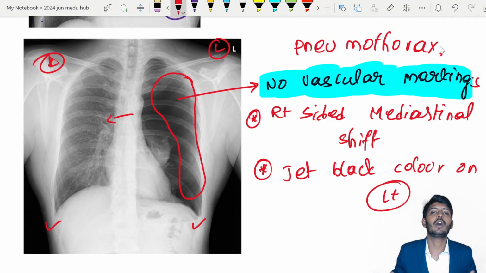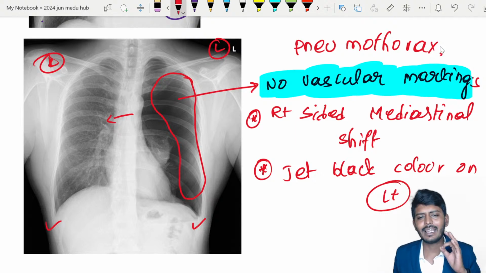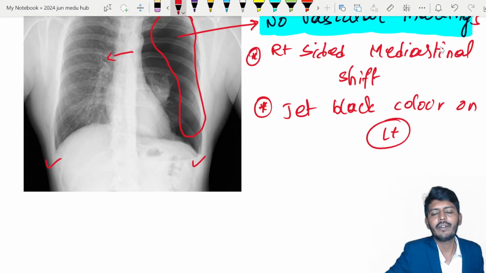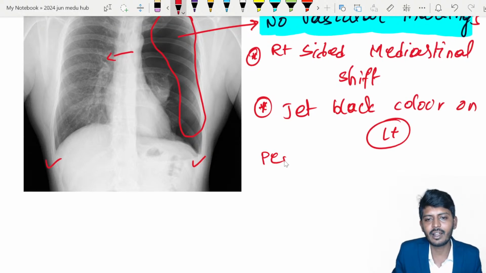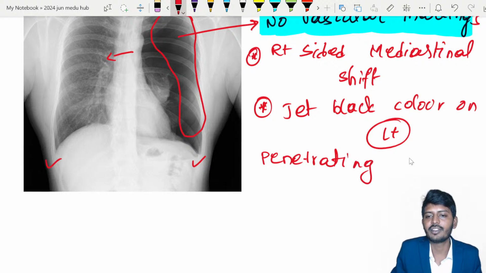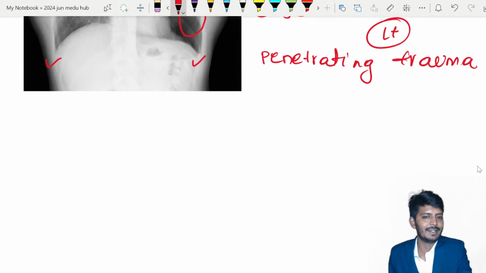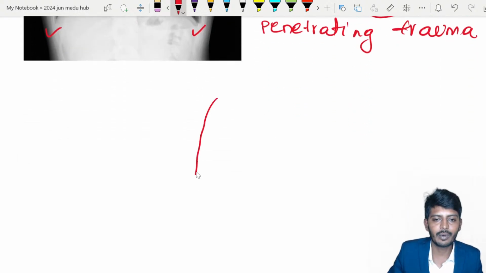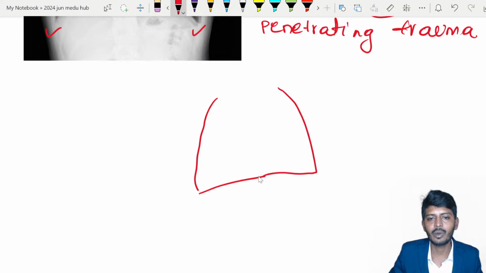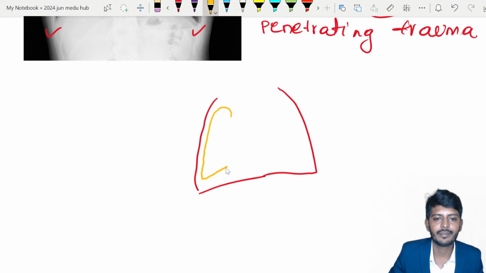As a result of trauma, penetrating trauma. Basically, the majority of the time this occurs as a result of penetrating trauma to the chest. So whenever there is a penetrating trauma to the chest, what will happen? Let's see. Consider this is your chest wall. Consider this is your chest cavity. Inside the chest cavity, you have both the lungs sitting like this.